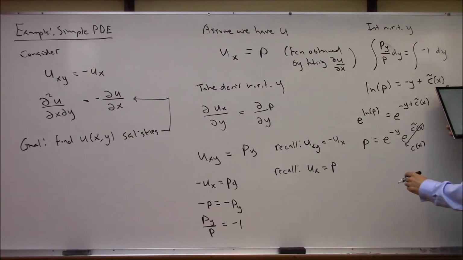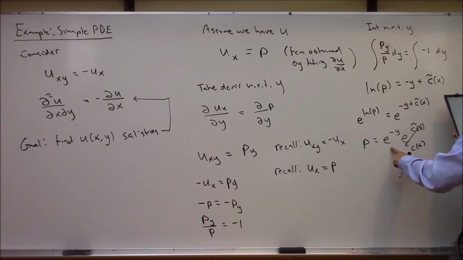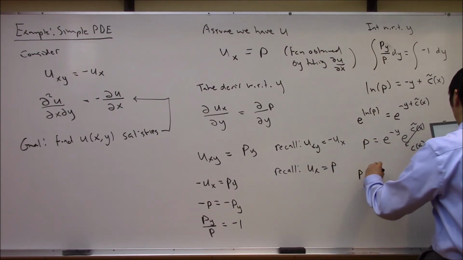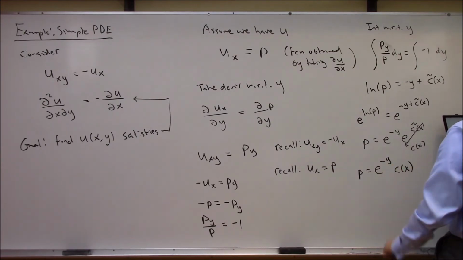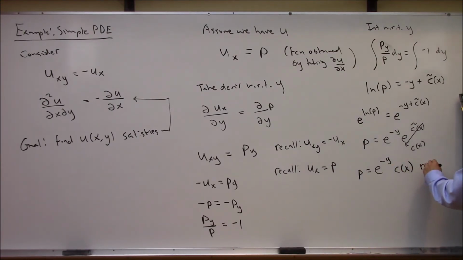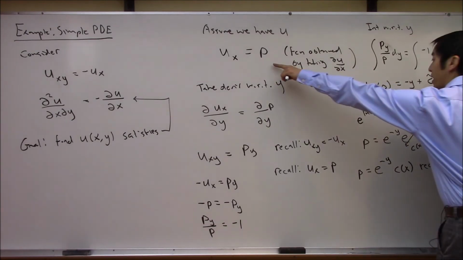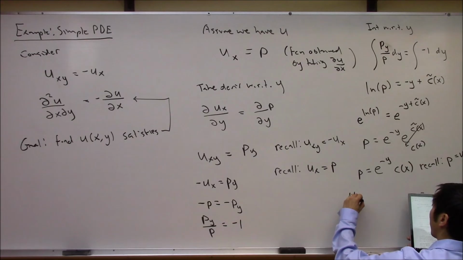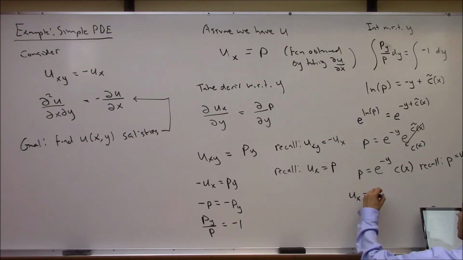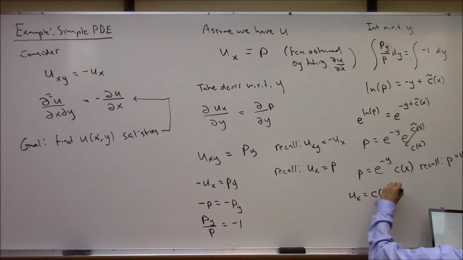All right, so now we've got p is equal to e to the negative y times c of x. Now, if you remember, we said that p is equal to u_x. This is what we said way back in the beginning. Let's put this in on the left-hand side. So we end up with u_x is equal to, I'll just switch the order to make it look a little nicer, c of x times e to the negative y.